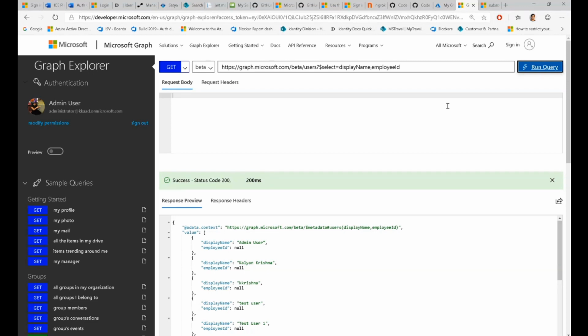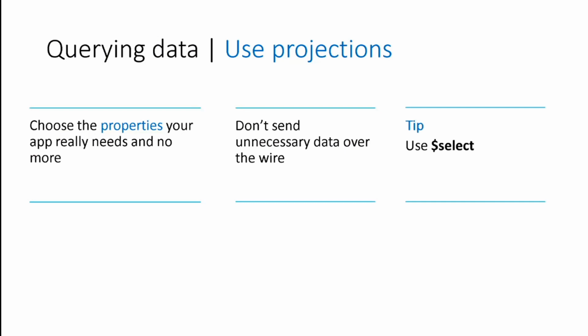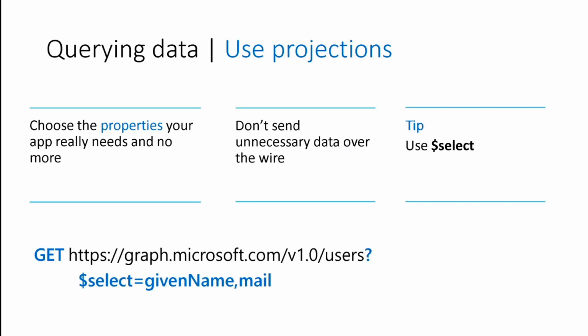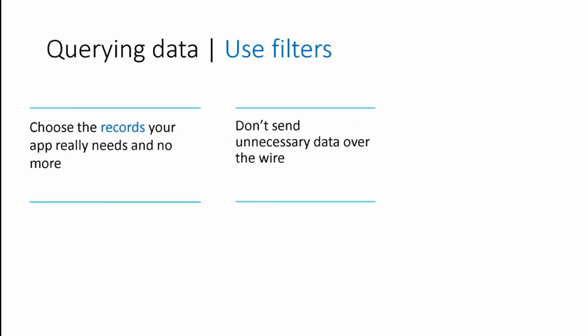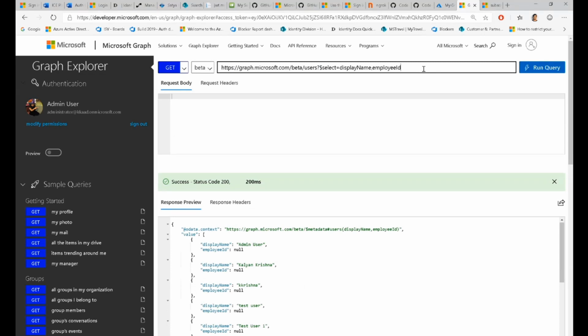On top of it, the other way you should also use is to say, okay, I am only interested in a set of data which meets a certain filter criteria. So let me go back to my deck here. Use the select for projections, and this is an example that we give. You should also use something called filters, which allows you to filter data based on how you want to, to reduce the amount of data coming in over the wire as well.